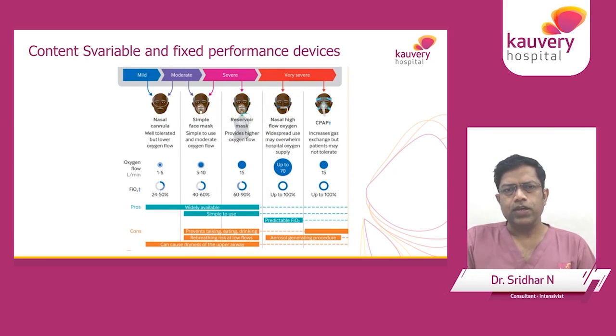So how do we use our variable and fixed performance devices? Somebody comes in, and the oxygen saturation is a bit low. Initially, when the COVID crisis started off, I was giving oxygen to anybody whose oxygen saturation was less than 94. But now we know that oxygen is a scarce resource and we need to be more careful in using it. So now I watch them and I use oxygen if their oxygen saturation is 90% or less. I'm accepting a different threshold. We'll discuss that a little bit later.